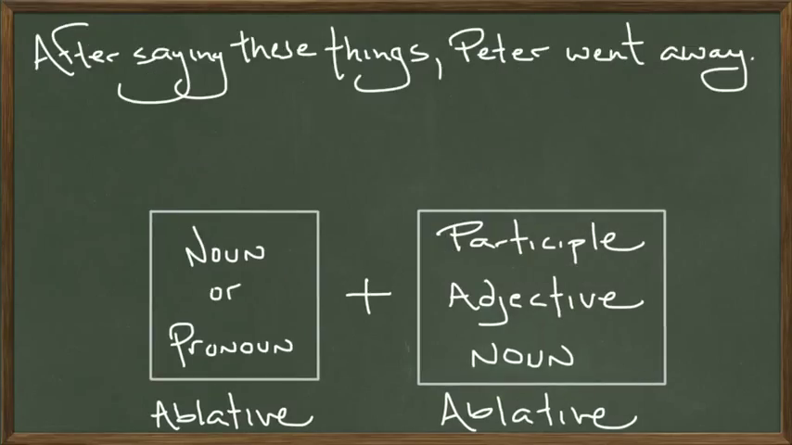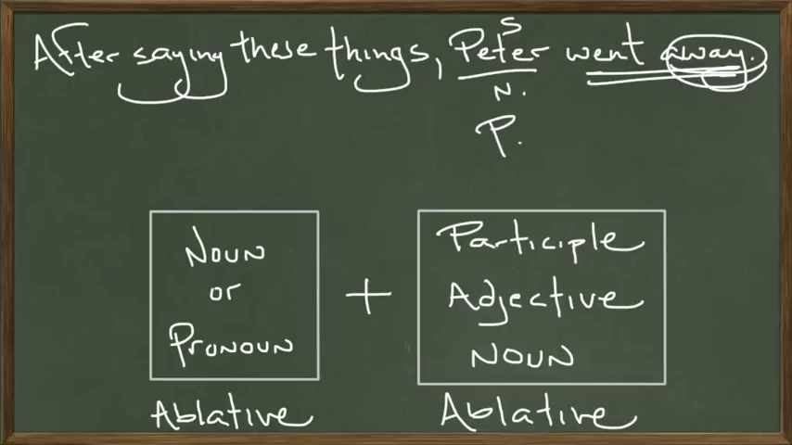After saying these things, Peter went away. So here's one from the New Testament. Main sentence: Peter, subject of the sentence. What's he doing? He's leaving. He went away. Went is a verb. Away is an adverb. It tells us where he went. And we're just going to translate this as Peter abit. So he went away, he left, right?